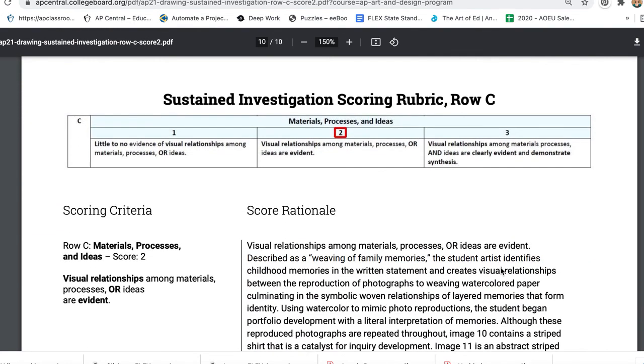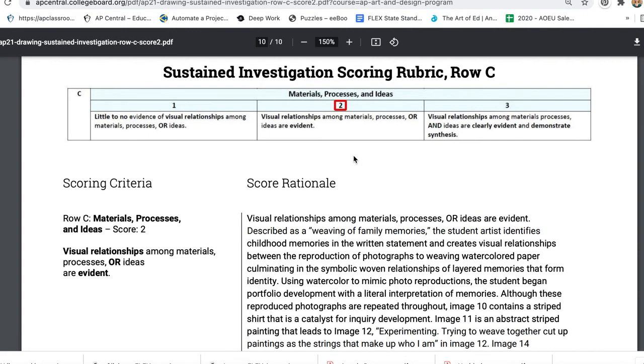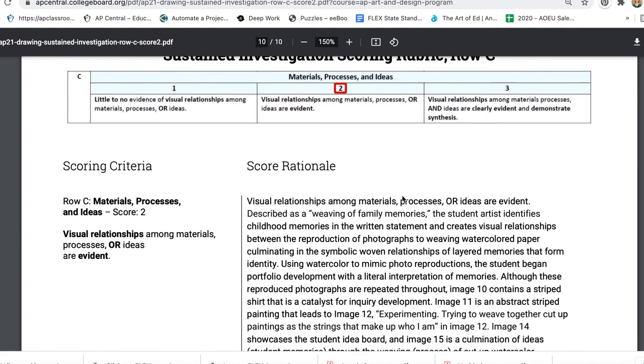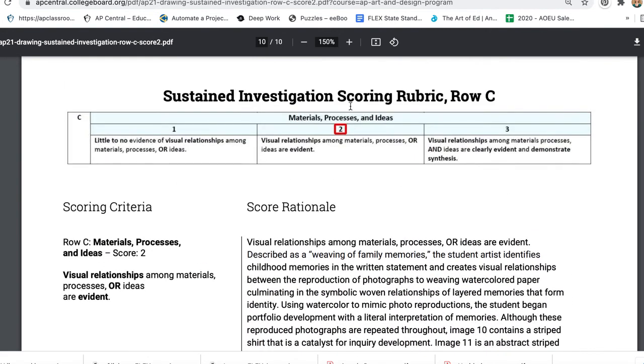Okay, and so for row C, the student scored a 2. Row C is about materials, processes, and ideas, and a 2 tells us that there is visual relationships among the materials, processes, or the ideas are evident, where a 3 we see that and. So materials, row C, has nothing to do exactly with your writing. And I say exactly because what you write can help clarify and help to point out where that relationship is between your materials, your processes, and your ideas.